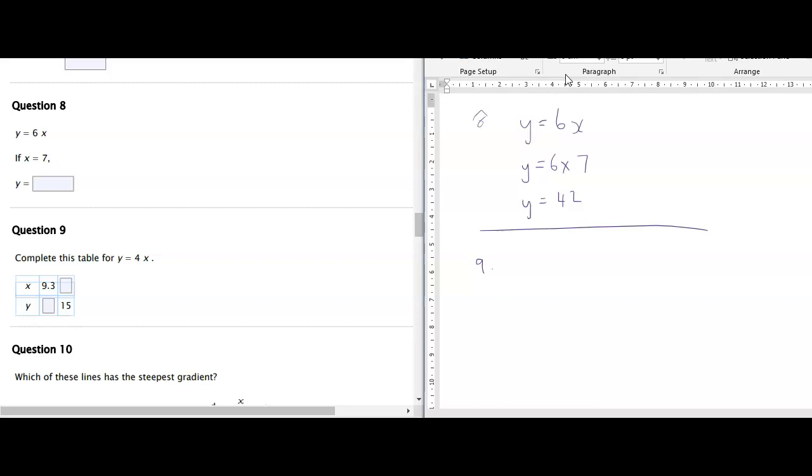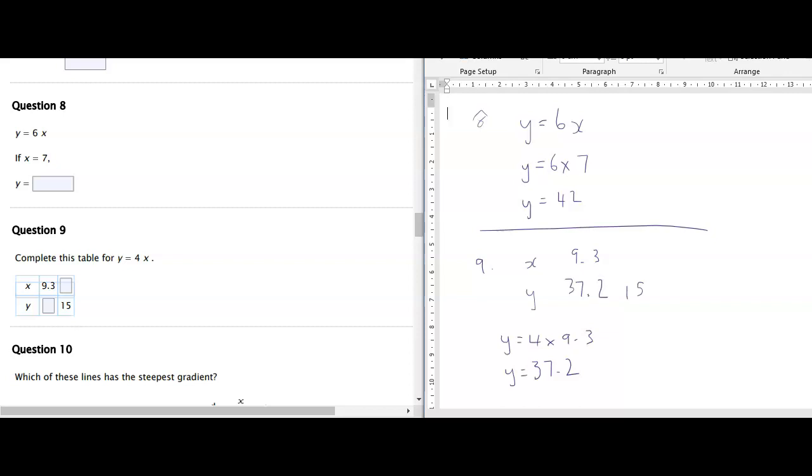Complete this table for y equals 4x. So we've got x, y, 9.3, and then 15 here. So when x equals 9.3, we've got y equals 4 times 9.3. So that's 4 times 9, is that 36? Hold on, I'm going to use a calculator because I don't want to make a mistake. I never have confidence in myself, but I should. But knowing me, if I didn't check my answer on the calculator, I'd probably make a mistake. Okay, so we've got 37.2 here.